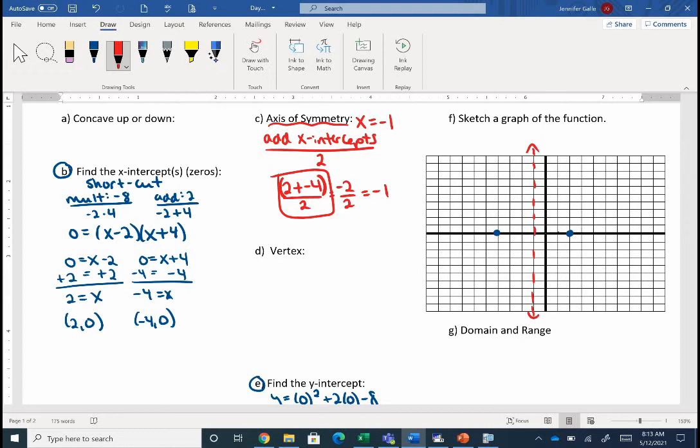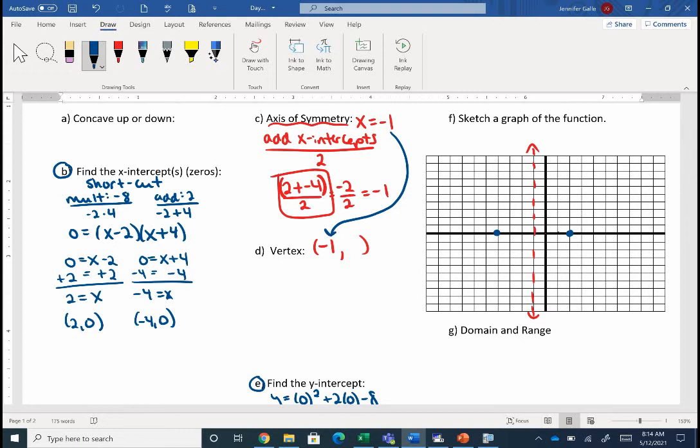All right, so if I know my axis of symmetry, I know my vertex is somewhere on that line. Now, last unit we worked backwards. We knew the vertex and then we got the axis of symmetry. Let's go the other way. I know the axis of symmetry, so that means I know the x of the vertex.